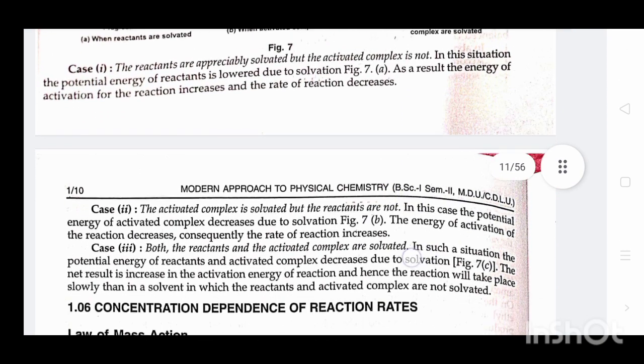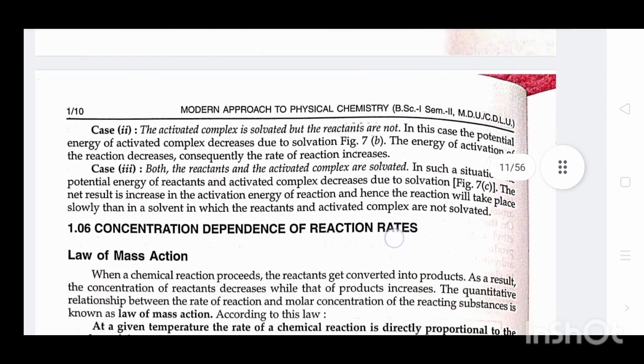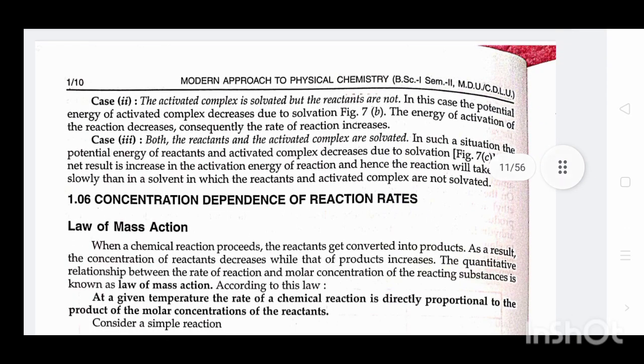Case 2. The activated complex is solvated but the reactants are not. In this case, the potential energy of the activated complex decreases due to solvation, figure 7b. The energy of activation of the reaction decreases, consequently, the rate of reaction increases.